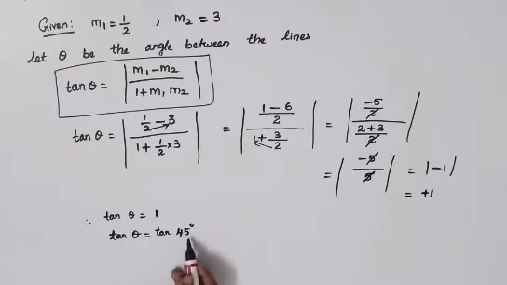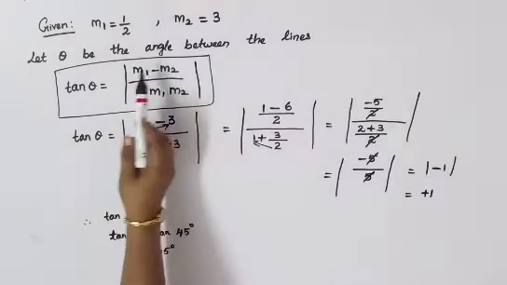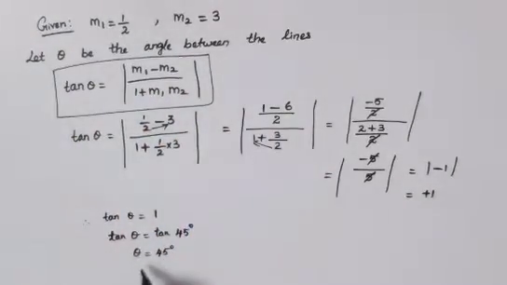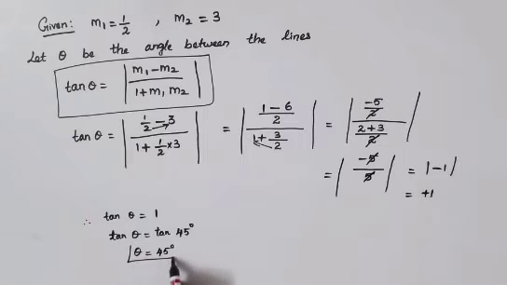Therefore, in the place of theta, we have got 45. The value of theta is equal to 45 degrees. That is what they have asked you to find. Theta be the angle between the lines we have declared. So the value of theta is equal to 45 degrees. So this is the angle between the lines. So this is the answer for your first question.